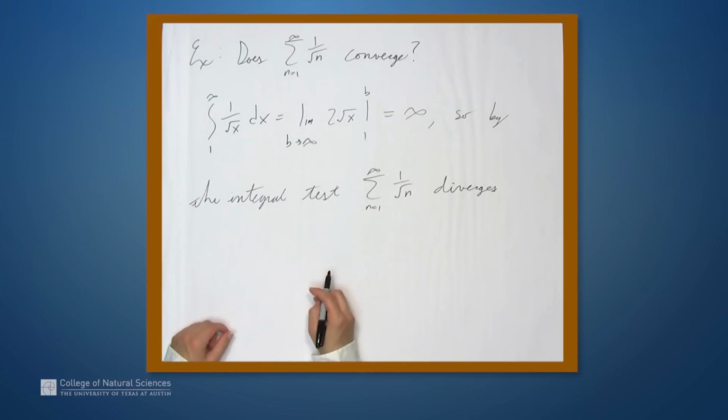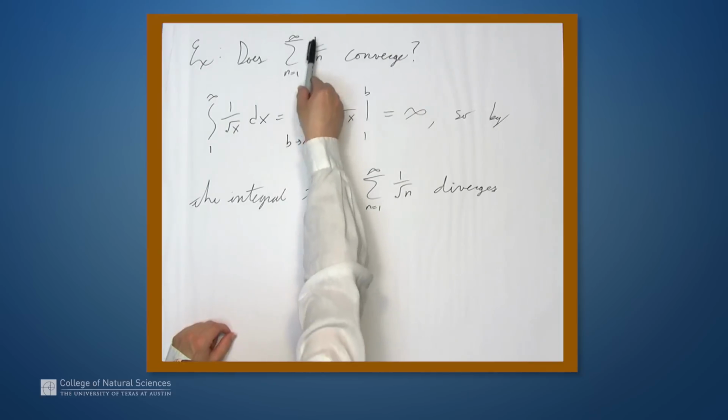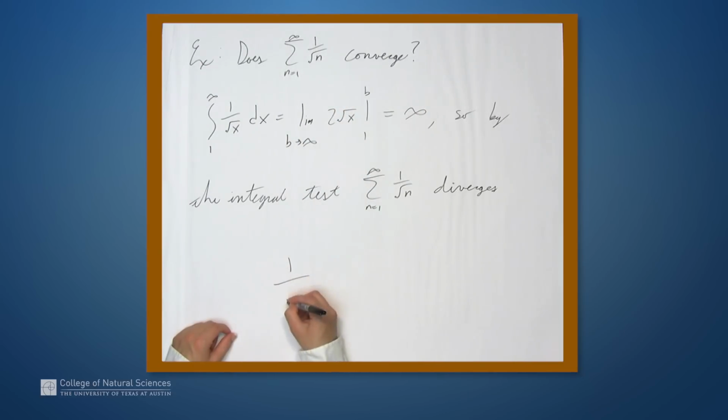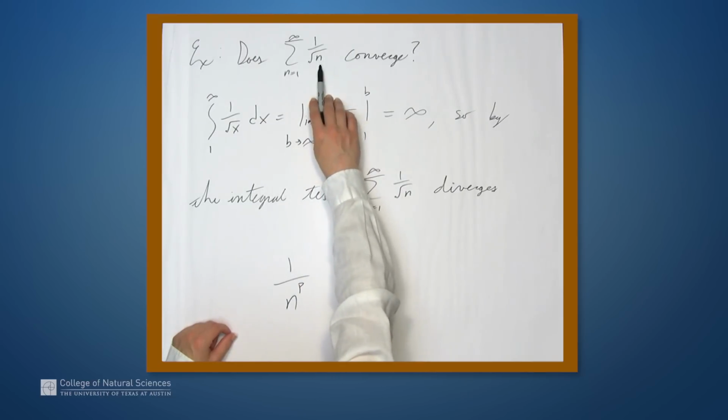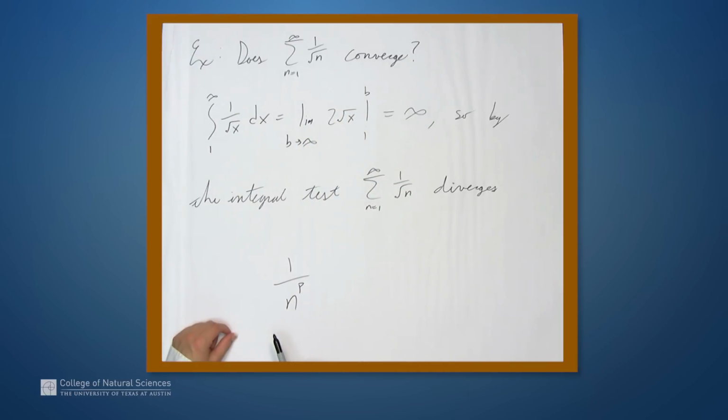So what do these three examples have in common? Well, in each case, we're looking at a series whose terms take on the form 1 over n to the p, where p is some power. In the first example, it was just 1 over n, so p was equal to 1. In the second example, it was 1 over n squared, so p was equal to 2. And in this example, it's 1 over the square root of n, so p is equal to 1/2. But no matter what value p is, we can always use the integral test to determine whether this thing converges or diverges. In fact, we have a special name for these. These are called p-series.